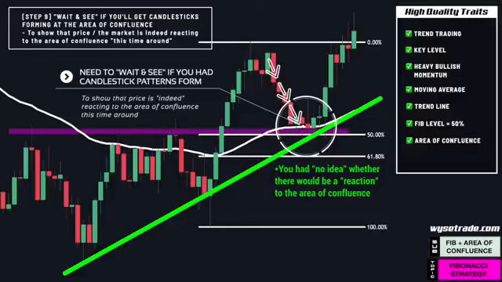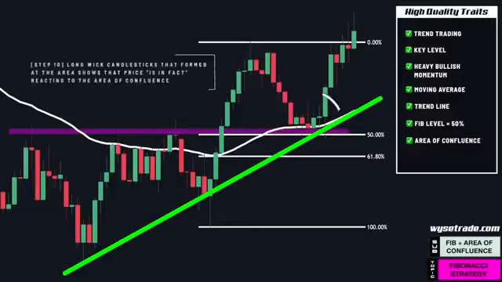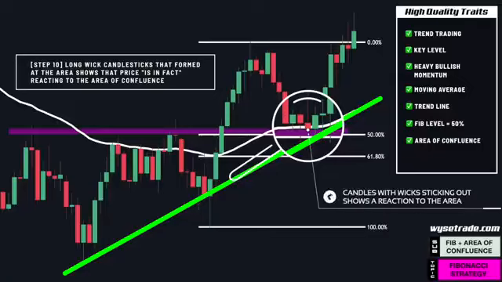And that is exactly what you got. You had these candles with the wicks sticking out right at the area of confluence, which shows a reaction to the area.